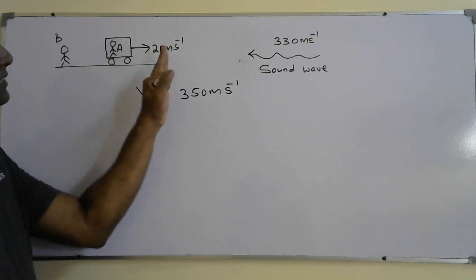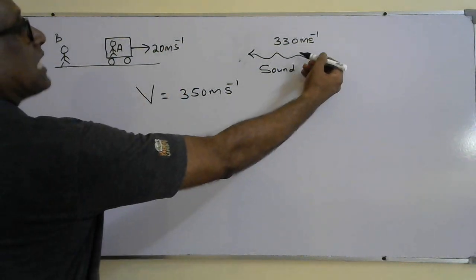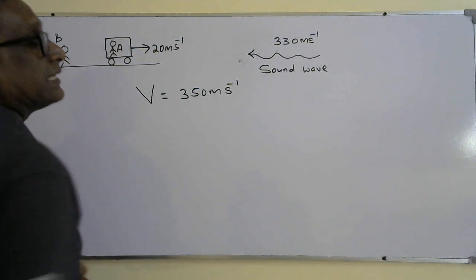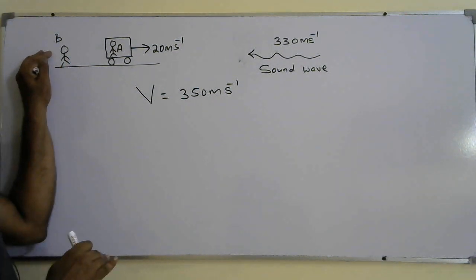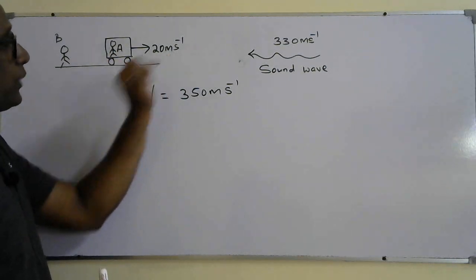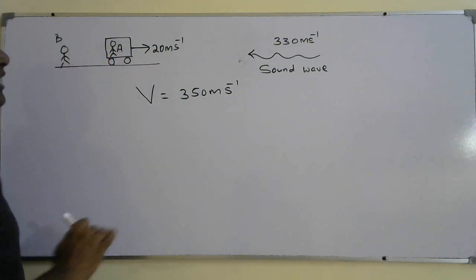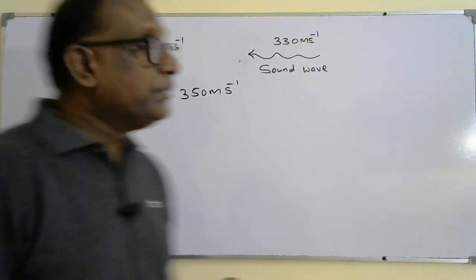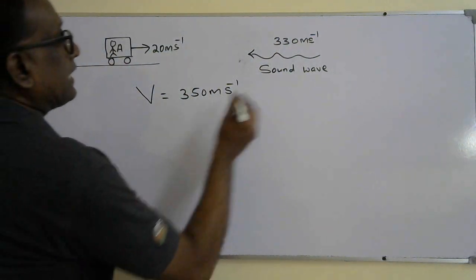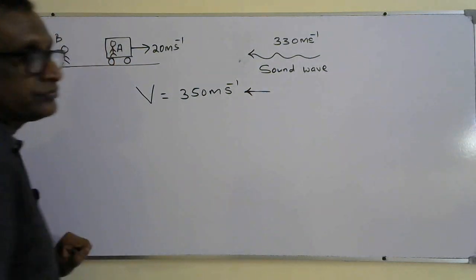Because he is moving towards right at 20 meter per second, the sound is approaching him at 330 meter per second relative to Earth, or relative to observer B, who is at rest on the Earth. A is moving towards right at 20 meter per second. So A will measure the velocity of sound as 350 meter per second towards left, or towards him.